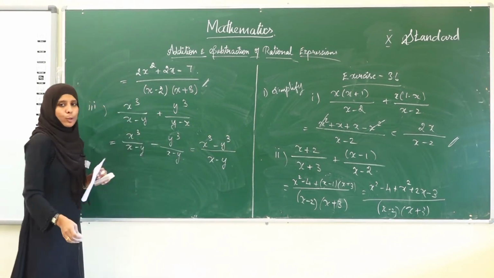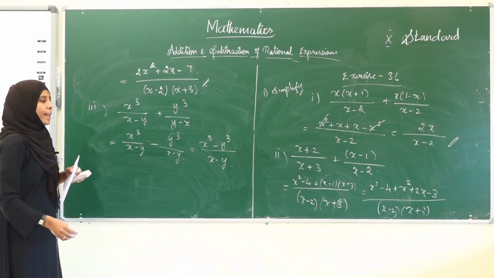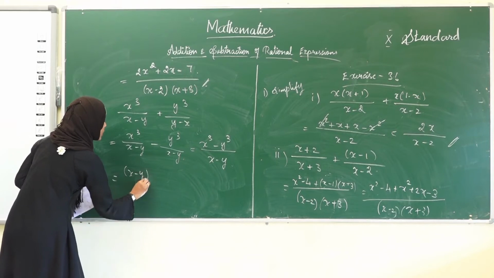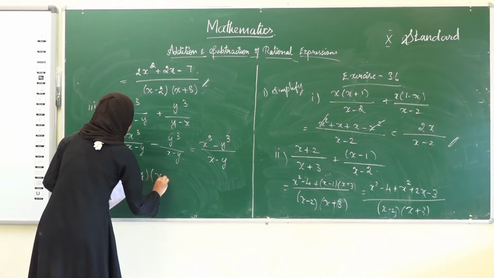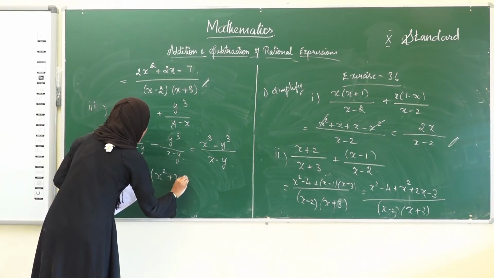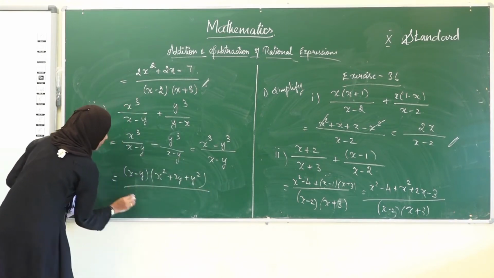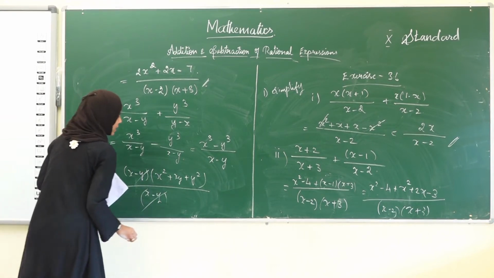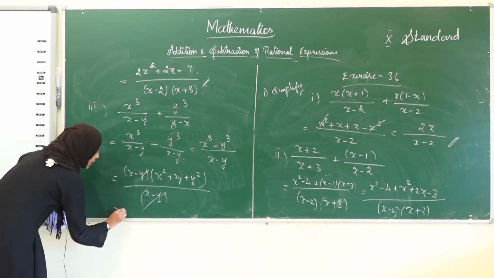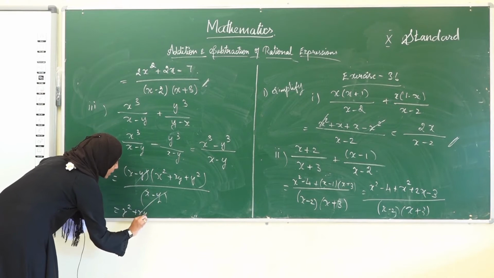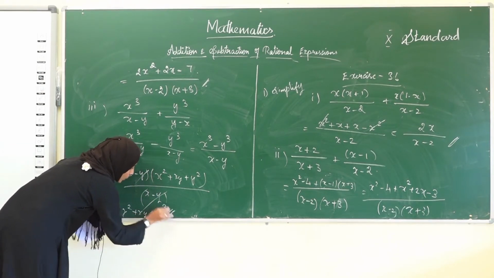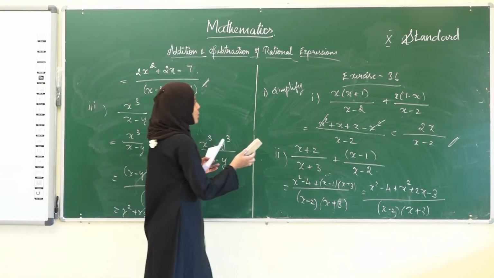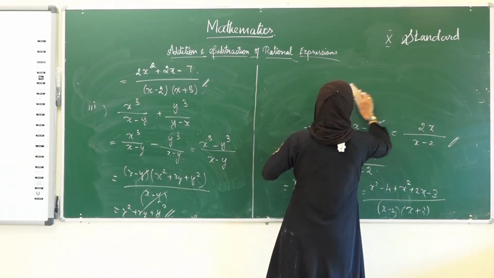What's the formula for a cube minus b cube? a minus b into a square plus ab plus b square, which is equal to x minus y into x square plus xy plus y square, divided by x minus y. Now we can cancel this. So the answer is x square plus xy plus y square, which is the answer for this third subdivision. Now let us move on to the second question of this exercise.